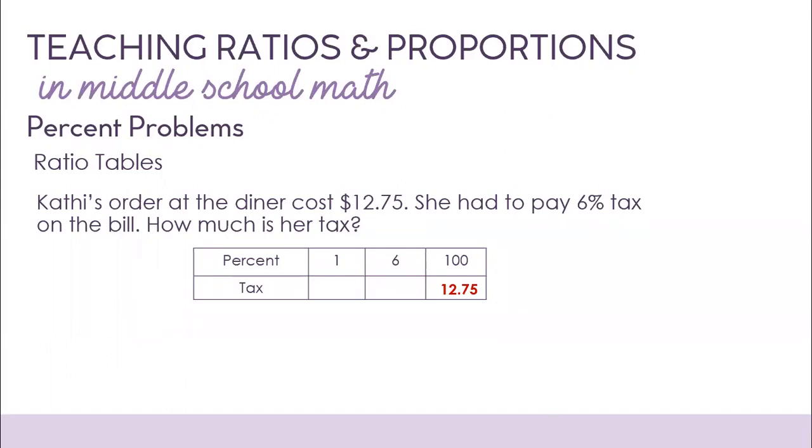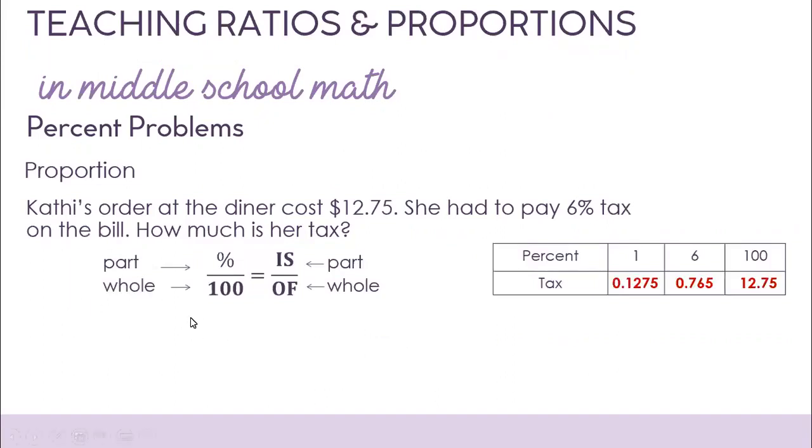And then we can take that and find what 1% would cost by dividing by 100. And there we've got that. And then to find the 6%, we multiply the unit rate by 6 and we get 765 thousandths, or she would pay 77 cents. If we wanted to use the missing value proportion to solve this, we would set it.